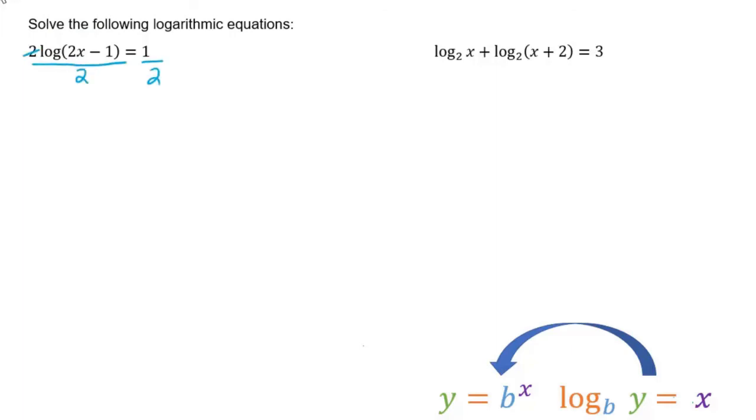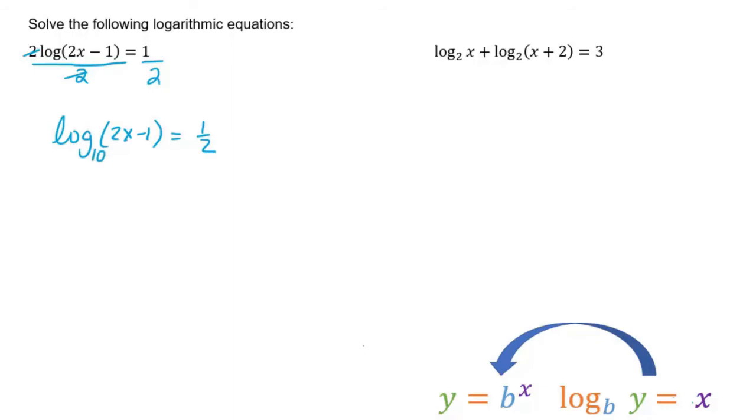This cancels the 2 from the left-hand side, and we find that the logarithm of 2x minus 1 is equal to 1/2. Let's try it this way. I like this expression because we already have the logarithm of a single quantity on the left-hand side, and that's equal to a number on the right. So our next step is to rewrite this in exponential form.